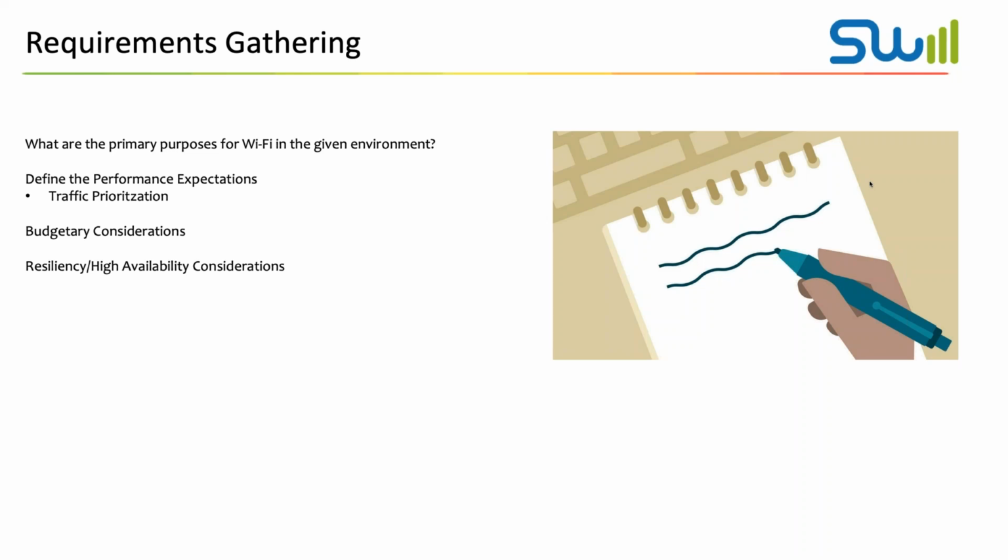So that's some of the budgetary considerations that we account for. And then another thing is we talk about resiliency and high availability considerations. And by that, I'm talking about for controllers, for example, your wireless controllers, you want to have redundancy in case one controller goes down. You want to make sure that connectivity isn't sacrificed, that it's not at the expense of the connection for either the customer or the employee.